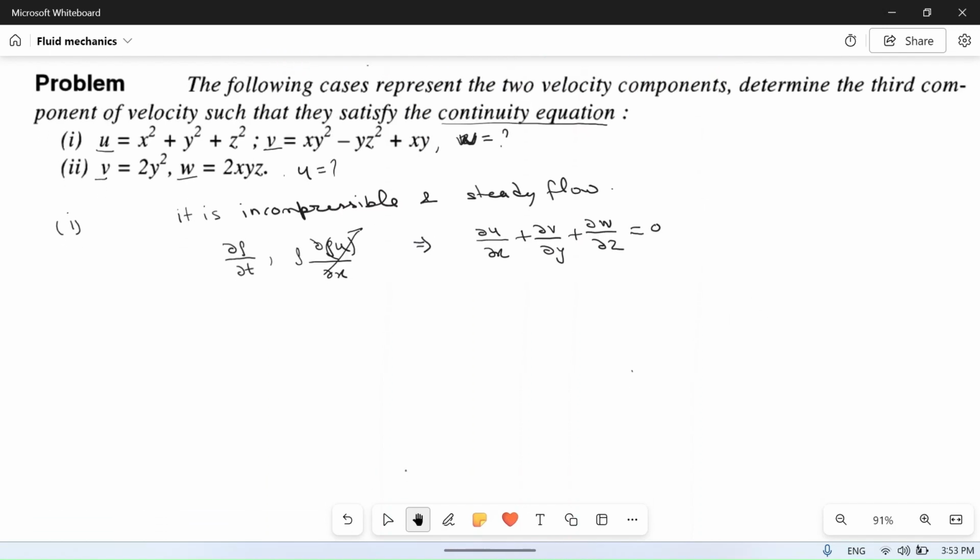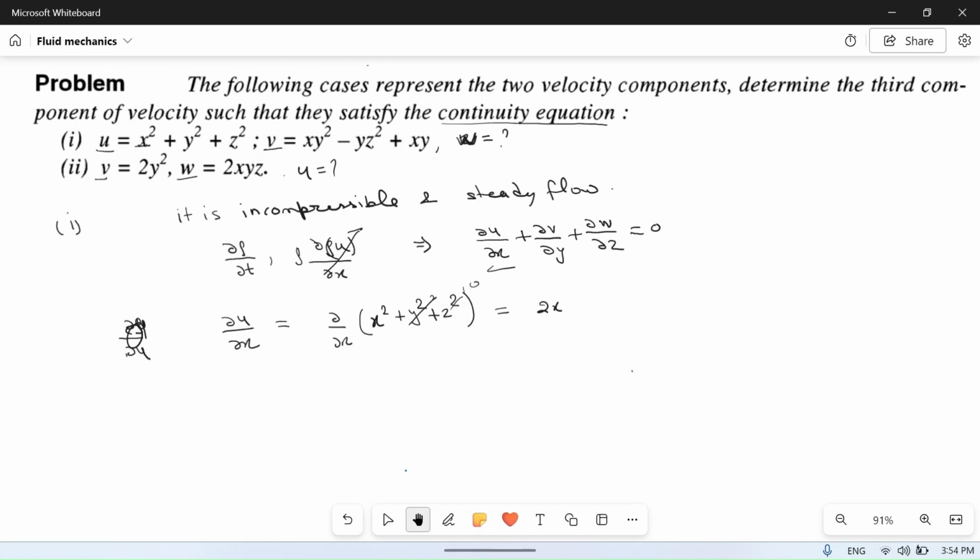Okay, so here our u is given, so we have to find del u upon del x. We will differentiate u with respect to x only, because it is a partial derivative, the variable will be only x and the other two components will be considered as constant. So del u upon del x will be del upon del x of x square plus y square plus z square. So y square and z square are constant, so their derivatives will be 0. It is only x square, so it will become 2x.